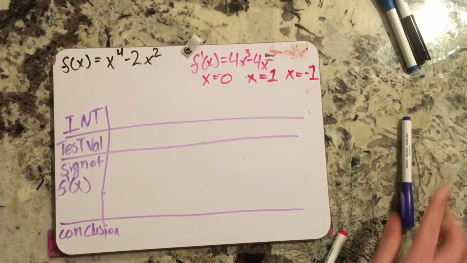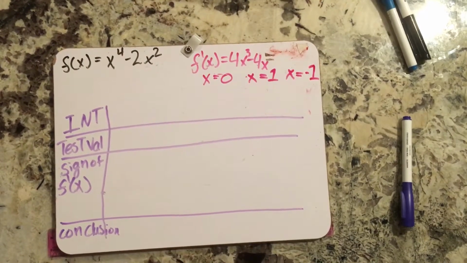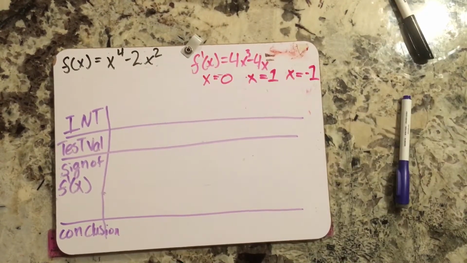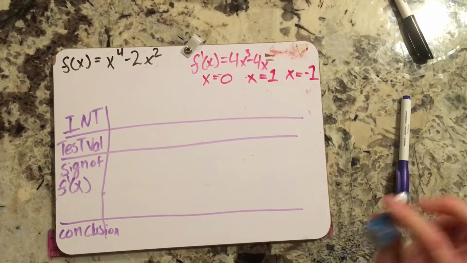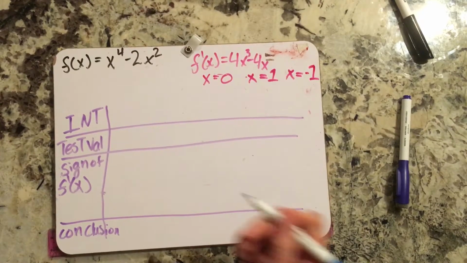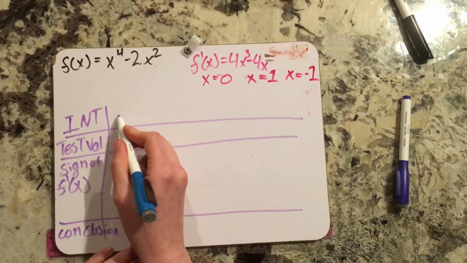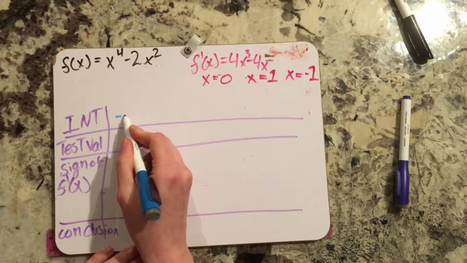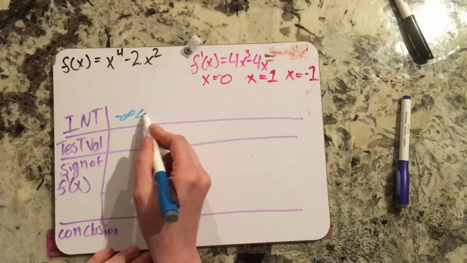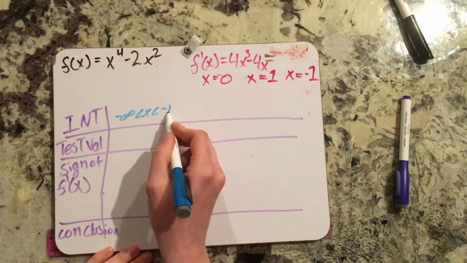Okay, so first part is we need to know our intervals, of course. Right here. So our first interval is going to be from negative infinity up to our lowest critical value. So we are going to go from negative infinity less than x, which is also less than negative 1.